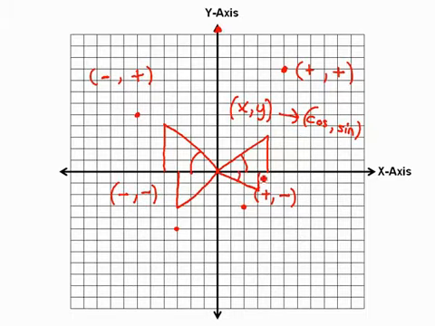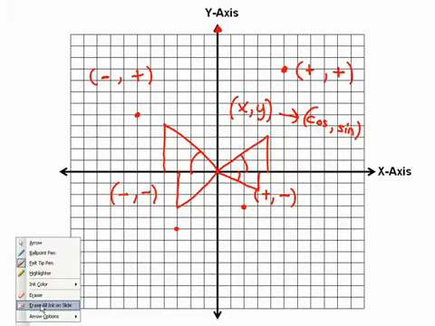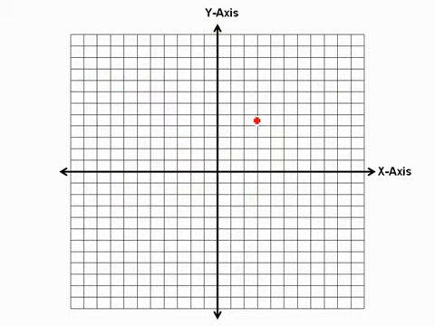Okay. So now that we know what happens in each quadrant, how do we know what angles correspond to each quadrant? Well, you can think of quadrant 1 as 0 to 90. So quadrant 1 is 0 degrees to 90 degrees. Quadrant 2 is 90 degrees to 180 degrees.